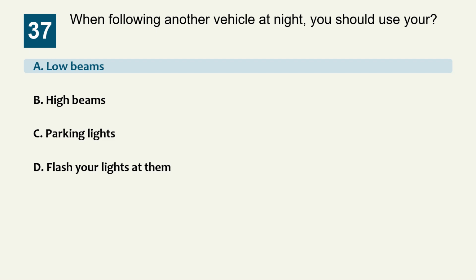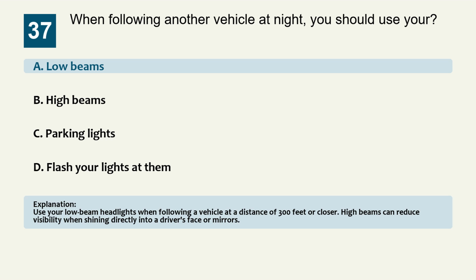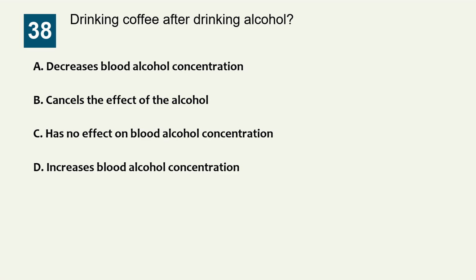The correct answer is option A, low beams. Use your low beam headlights when following a vehicle at a distance of 300 feet or closer. High beams can reduce visibility when shining directly into a driver's face or mirrors. Question 38. Drinking coffee after drinking alcohol.